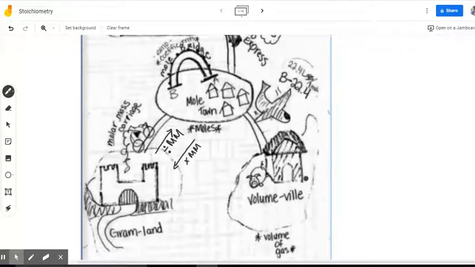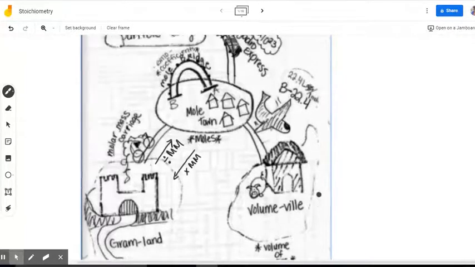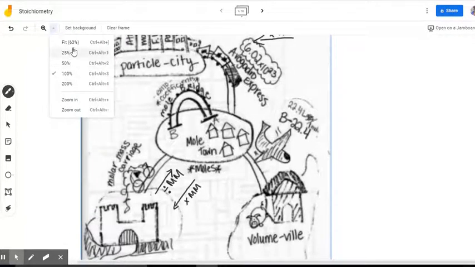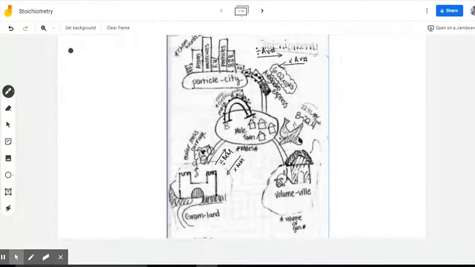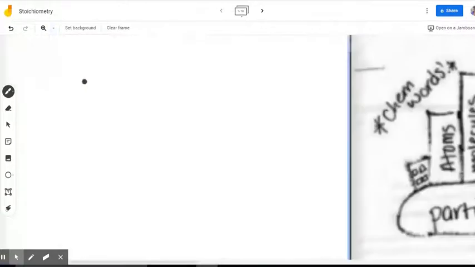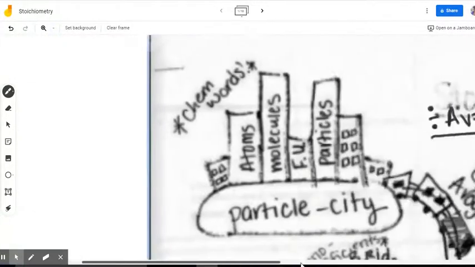So there is a conversion here. But once again, if we take a step back and look at the whole thing, there is no connection between these little outside parts. Everything is based around Moletown. Moletown sits in the center of it all, just like in stoichiometry. The mole sits in the center of it all. So we're going to focus in on Moletown today. That is what we're looking at.